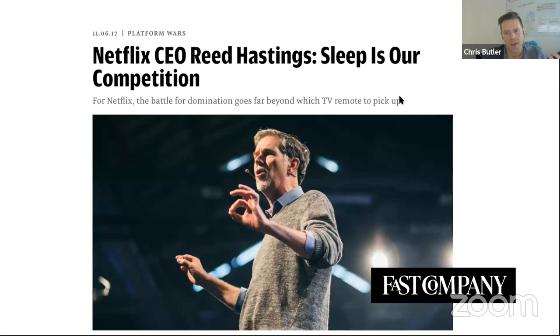But the problem with that, right, is that it's not always good for people. So this is a clipping from the Netflix CEO, Reed Hastings, really talking about the idea that the main competitor for binge watching on Netflix is sleep. And he also added that in the end they're winning against sleep. So is that a good thing, right?